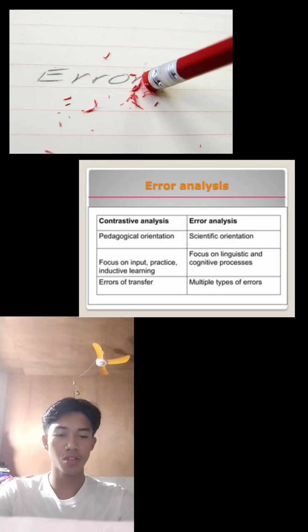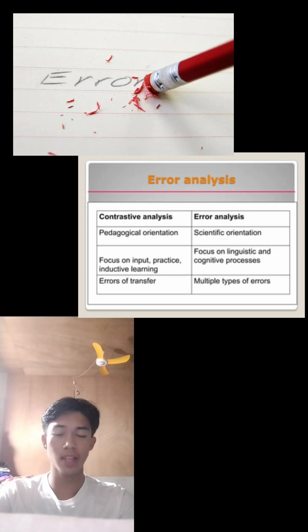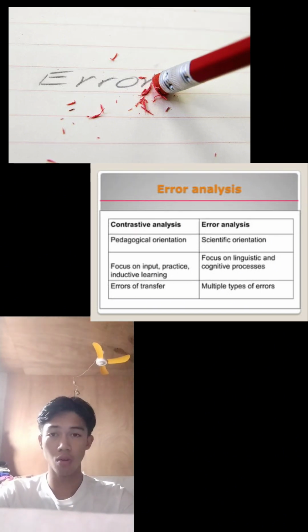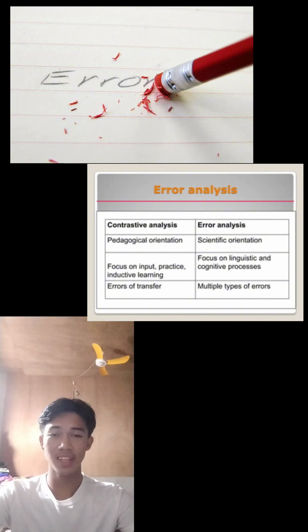Moving on to the fourth question. What are the differences between contrastive and error analysis in relation to second language acquisition? Contrastive analysis did not start with the learner, but rather predicted the errors of second language learning according to the comparison of L1 and L2. In contrast, error analysis focused on observing the learner's errors in an endeavor to understand how a second language is cognitively processed. So that's it.